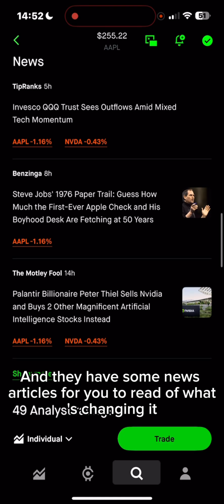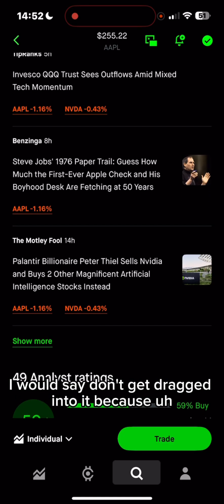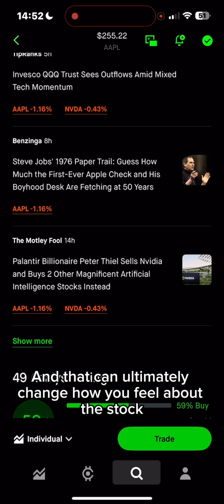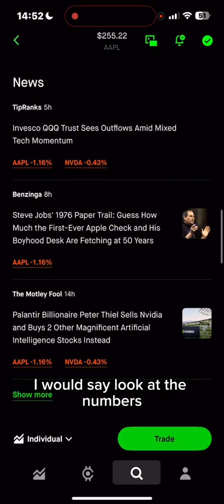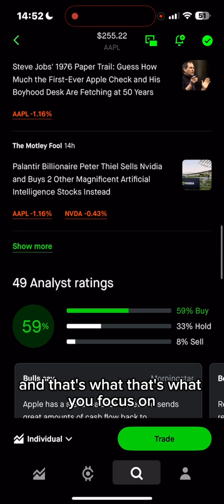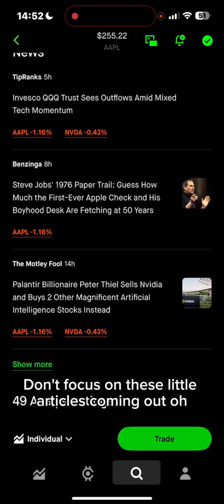And they have some news articles for you to read of what's changing it. I would say don't get dragged into it because a headline here and there will be negative or very positive, and that can ultimately change how you feel about the stock. Look at the numbers, look at the revenue, what their forecasts are for that stock, and that's what you focus on. Don't focus on these little articles coming out.